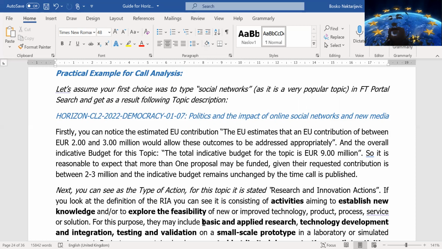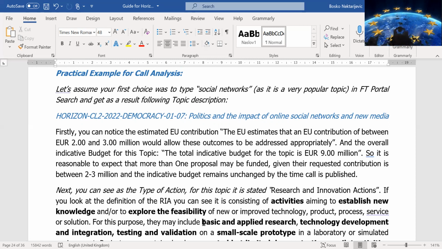So what I have found is a call which will probably be published in the next few months. As a result of the social networks keyword search, there is a call, Politics and the Impact of Online Social Networks and New Media.